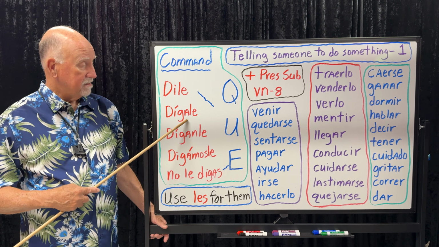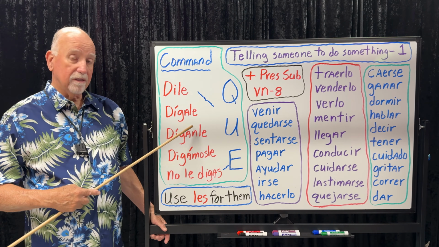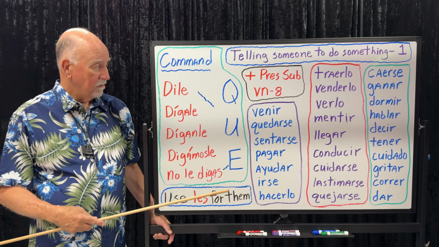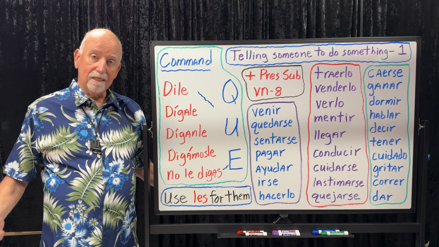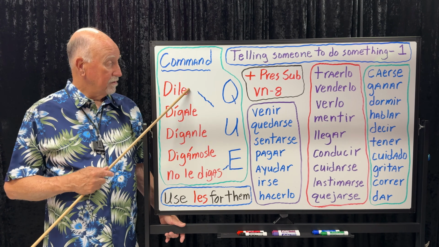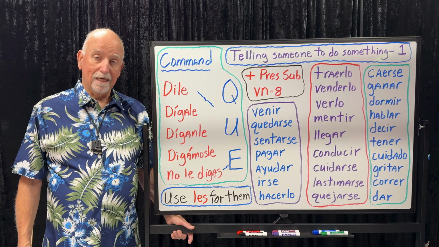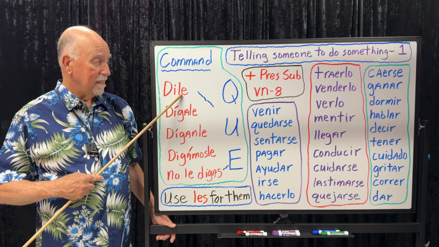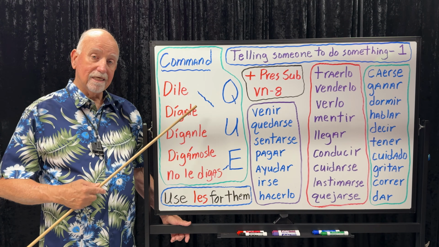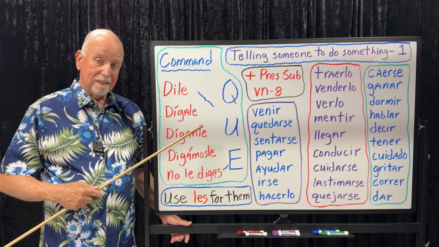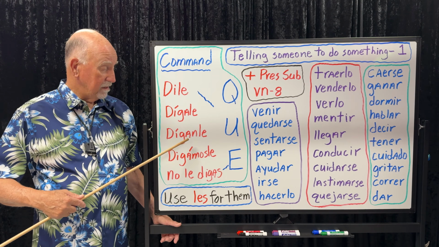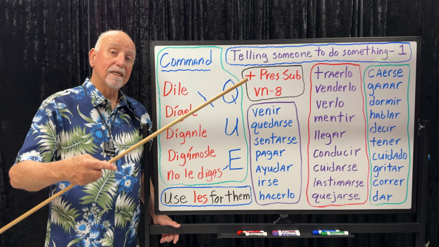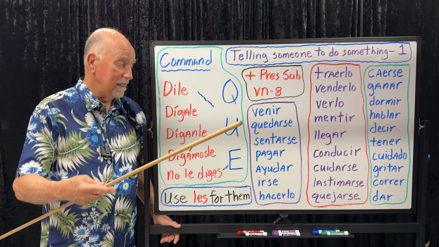Let's go with dígale. This is the usted command, right? You're telling an usted person to tell someone to do something. Okay? Tell her to sit down. Dígale que se siente. The familiar command would be dile que se siente. Tell them to sit down. Diles que se sienten, or dígales que se sienten. If you're telling 2 or more people to tell somebody to sit down, you would say, díganles que se sienten.